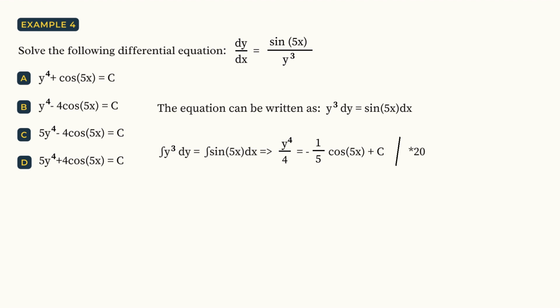Now let's simplify this and multiply by 20, and we'll get 5y power 4. Moving this negative term to the other side of the equal sign makes it positive, and we'll have 4 cosine 5x equals constant c. Looking at the answers, the correct one is D, 5y power 4 plus 4 cosine 5x equals c.